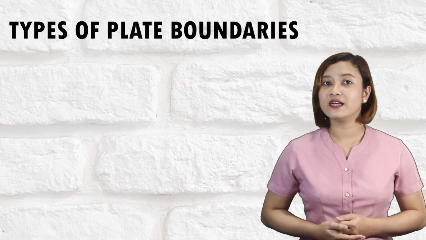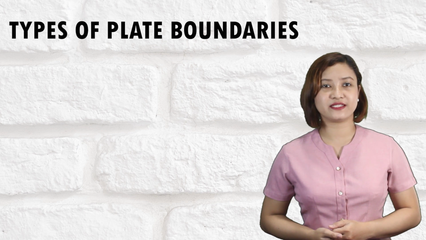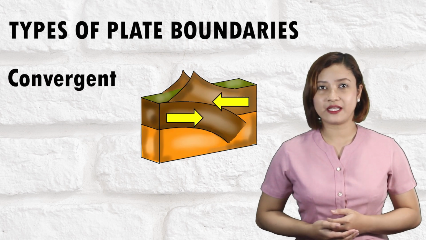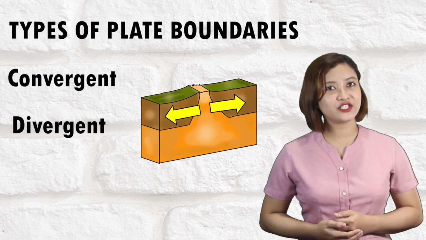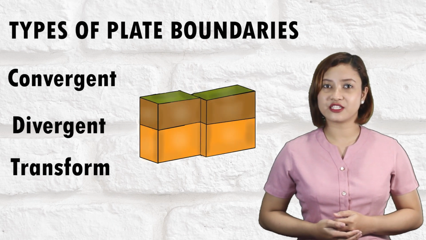To sum up, the different types of plate boundaries are convergent plate boundary, divergent plate boundary, and transform plate boundary. It is important to remember that these plate boundaries are classified into different types according to the movement of plates.